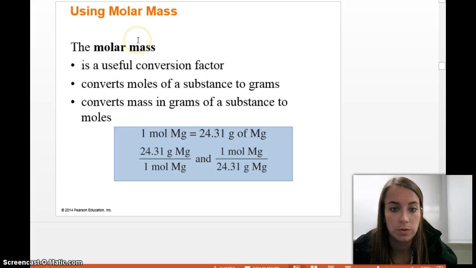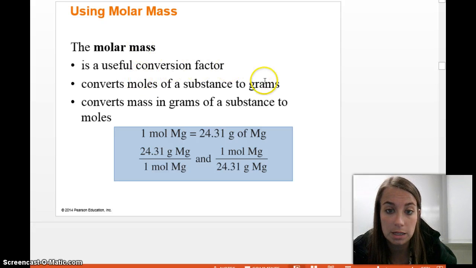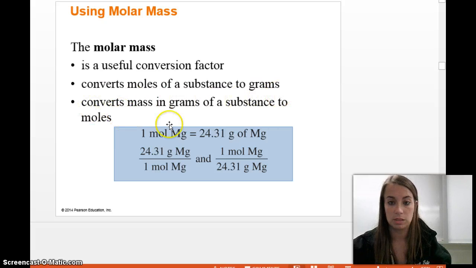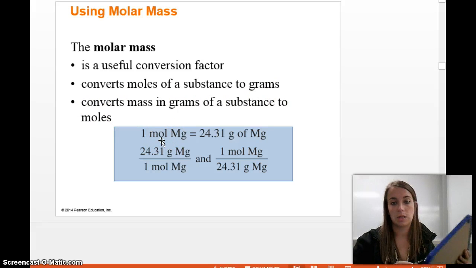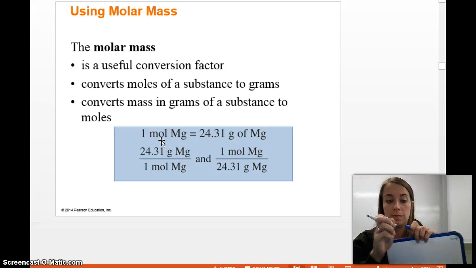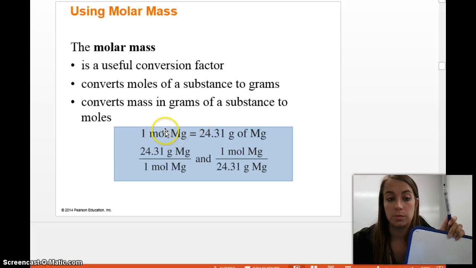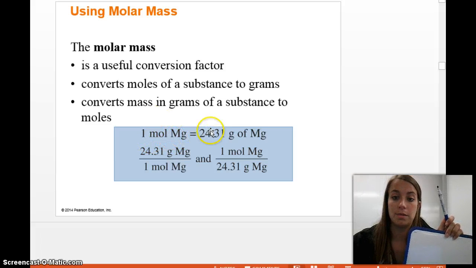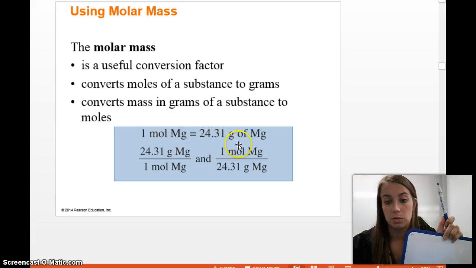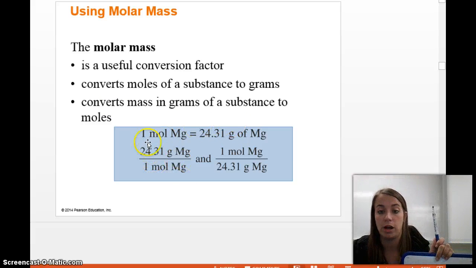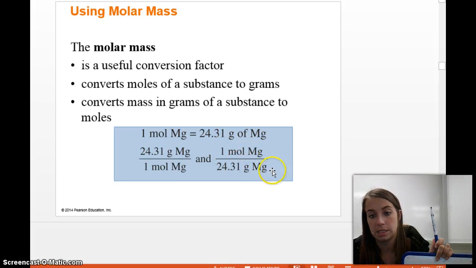All right, so molar mass, just a review from our last notes, it's a useful conversion factor. Because molar mass tells us how many grams one mole of a substance is, and given the mass in grams, how many moles that gives us. Last section we learned that for an element like magnesium, you could figure out its molar mass. So 1 mole of magnesium has a mass of 24.31 grams, and that comes straight from the periodic table. Anytime we have an equality, that gives us a conversion factor that we can write as a fraction. So here's our fraction: 24.31 grams of magnesium is the same as 1 mole of magnesium.